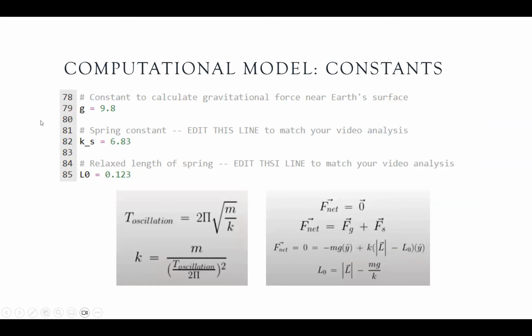These are the constants for this lab, where the acceleration due to gravity is equivalent to 9.8 meters per second squared, and the spring constant can be derived using the equation below using the period of oscillation, but it was provided that the spring constant was 6.83 newtons per meter. The relaxed length of the spring was 0.123 meters.